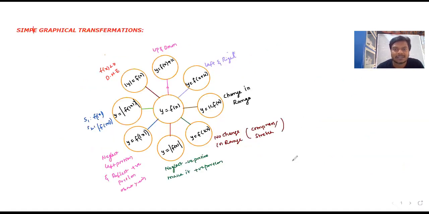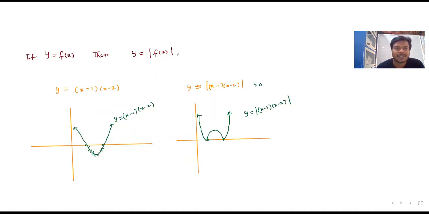Next, modulus of f of x. The y value is always positive, so the negative portion of y we have to neglect, and then we have to make it into positive. Very simple graph, that is the graph of y equal to mod f of x. This one, f of x always positive, right? Therefore, the negative part of f of x we neglect, and we make it into positive. Why? Because you have the modulus sign.